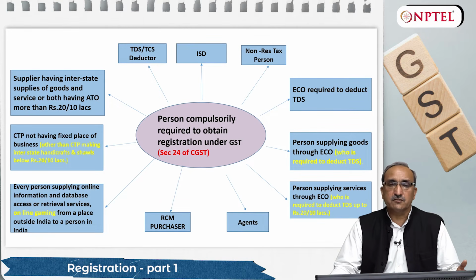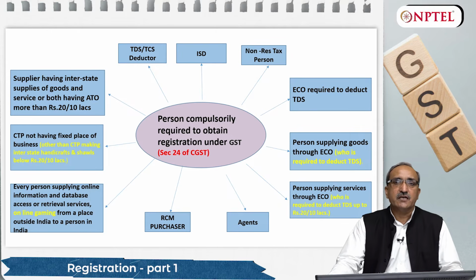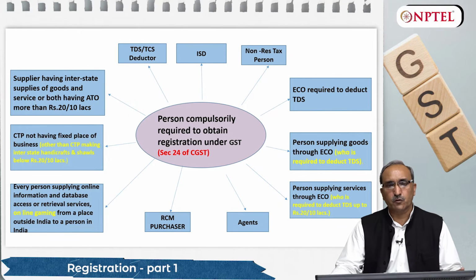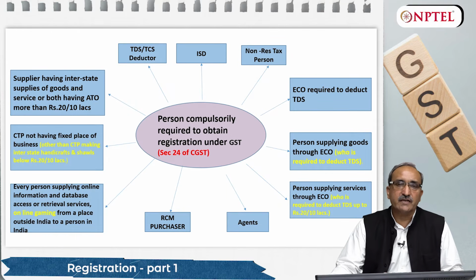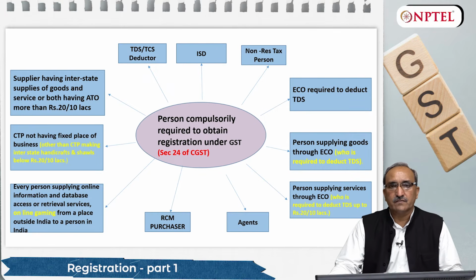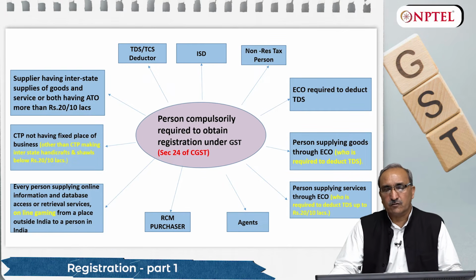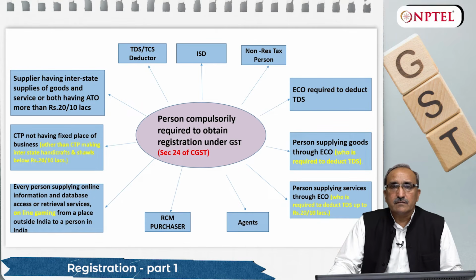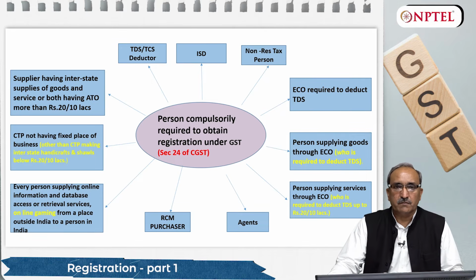A person supplying services through an e-commerce operator is also covered under the compulsory category of GST registration. Then agents of any principal are supposed to obtain a GST number because their turnover is linked with their principals. So if you are a principal or if you have agents, then all agents must have a GST number. RCM purchasers, those who are buying things under the RCM mechanism, are supposed to take a GST number.